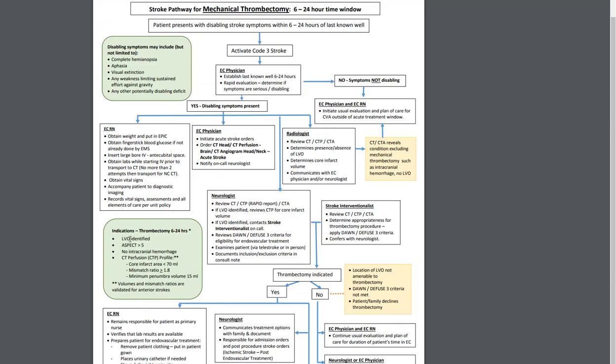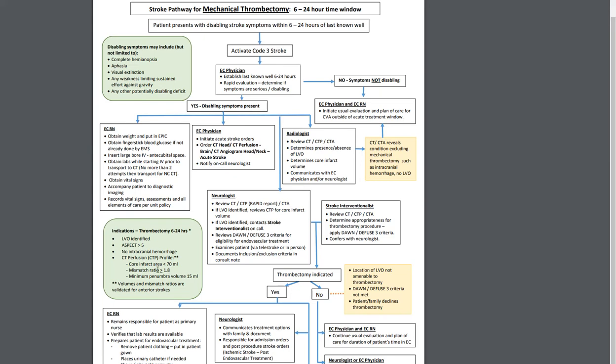Okay, go back to the criteria. We see the big vessel blood clot, we look at the ASPECT score, we make sure there's no hemorrhage, we make sure the core infarct area is under 70 milliliters. We talk about the mismatch ratio, meaning we have to get a big enough penumbra. The penumbra is the semi-dead tissue that's going to be dead but is dying, that we're trying to save. Those tissues got to be at least 1.8 times bigger than the core dead tissue already.